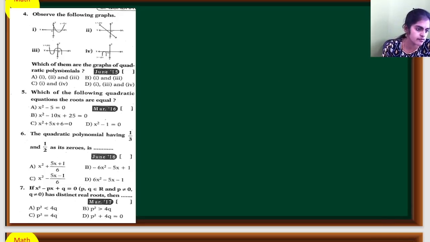Observe the following graphs. Which of them are quadratic polynomials? A quadratic polynomial graph is always a U-shaped parabola. Okay. So here you have a U-shaped parabola. Here you have a U-shaped parabola. This is a linear equation graph, and this is a cubic equation graph. Okay. So more than two roots you will have. So only 1 and 4 are the correct options. So option C is correct.